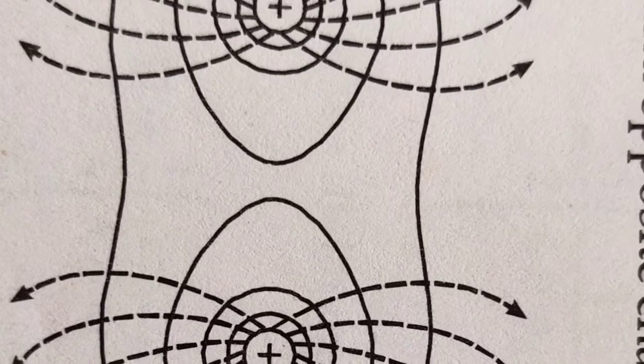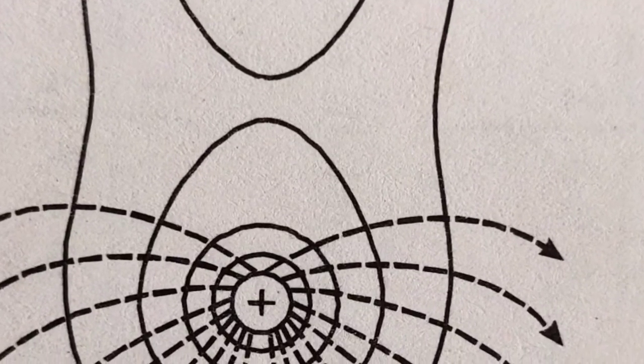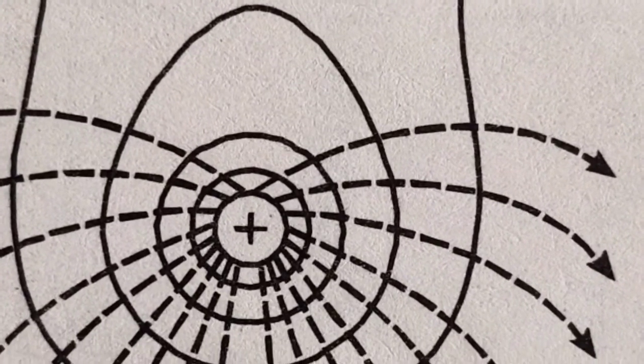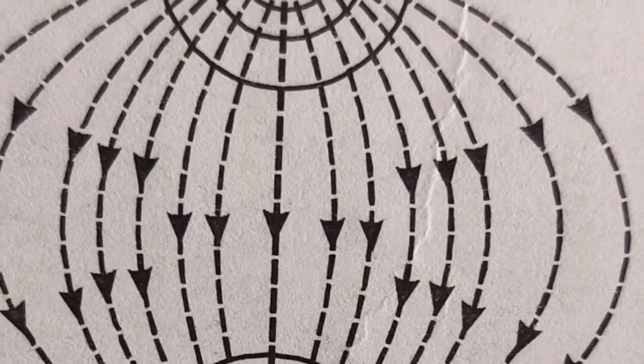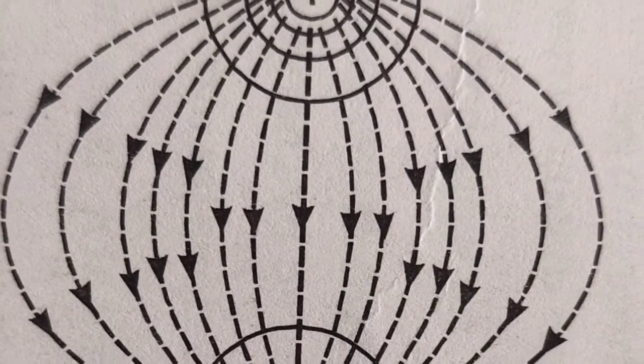Now number 3, for a system of two point charges. There are two figures which represent the equipotential surfaces and electric lines of force for two equal positive charges and a pair of equal and opposite charges respectively. Dotted lines represent electric lines of force. The thick circles around the charges represent equipotential surfaces due to individual charges.